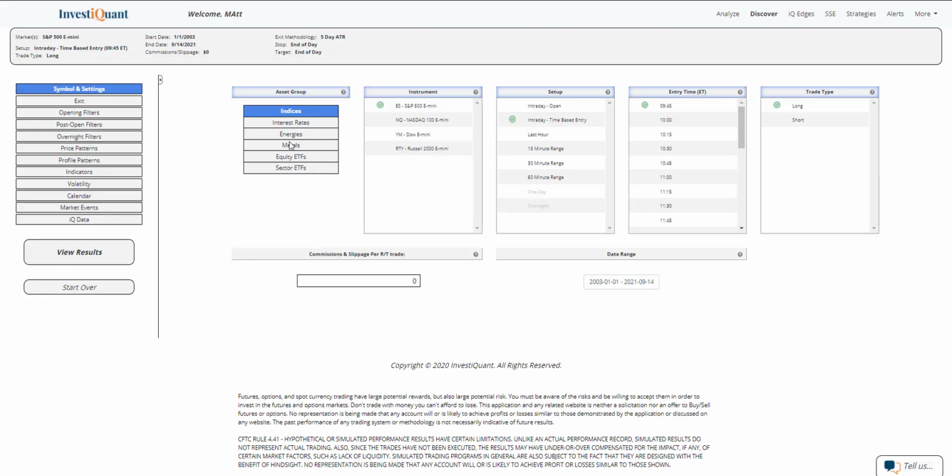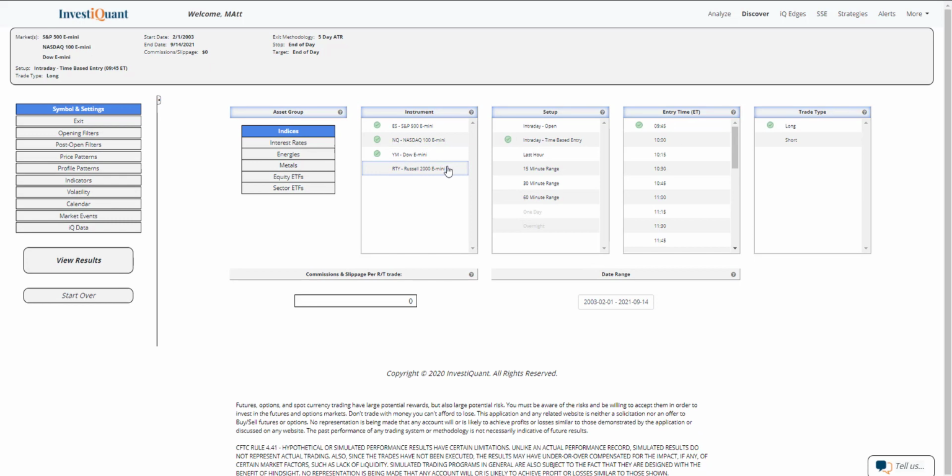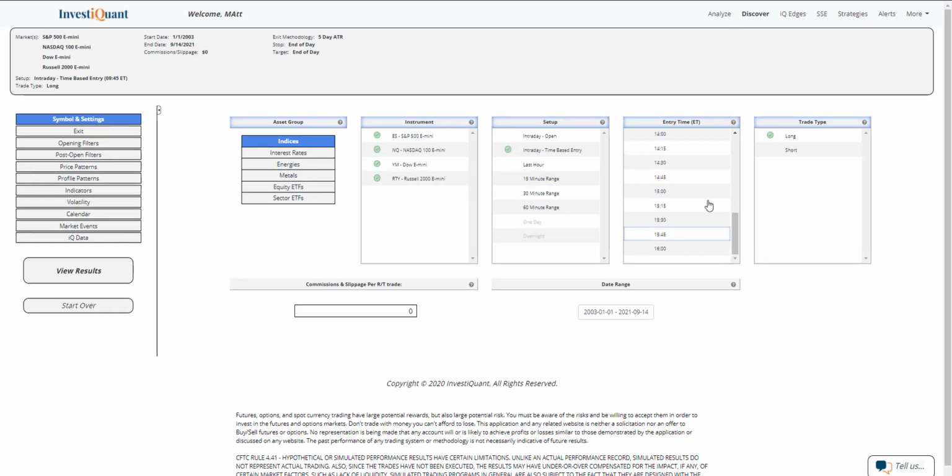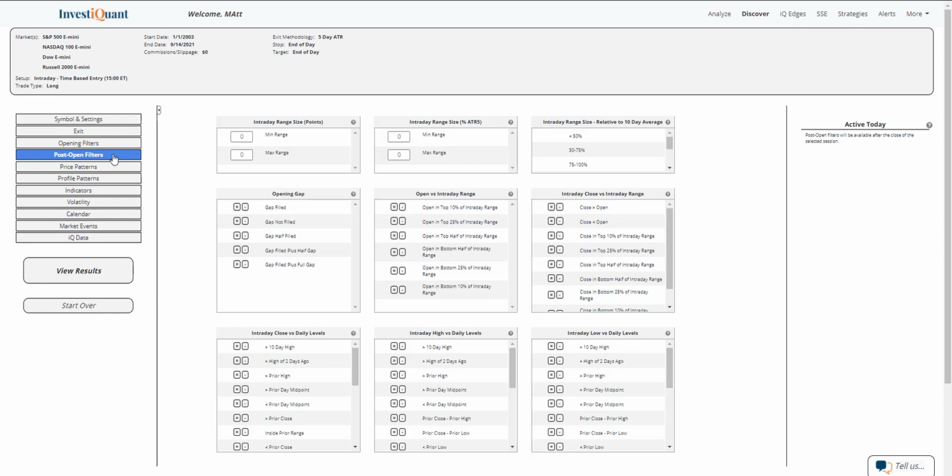So let me go ahead and set this up and discover. I'm going to grab all four instruments. We'll use an entry time of 3 p.m. Eastern time, set up as a long. And the way I'm going to describe this is I'm going to go into the post-open filters, and I'm going to say that the open was in the top 25% of the intraday range, so that means it would have opened somewhere around the top portion of the range near the high of the day, and it is currently trading in the bottom half of the intraday range as of 3 o'clock.